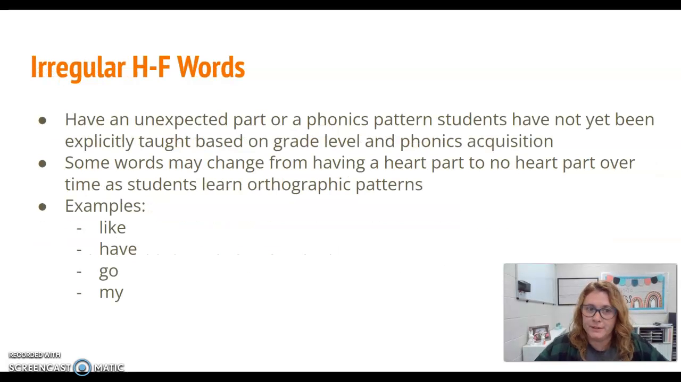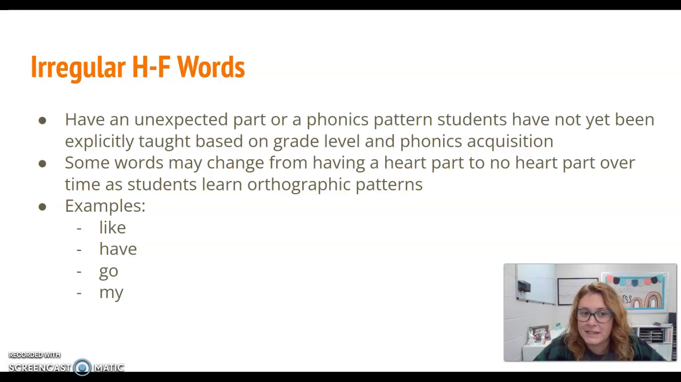Irregular high-frequency words have an unexpected part that students have not yet been explicitly taught. Therefore, sometimes words may be a heartword in one grade and become a regular high-frequency word in another grade. For example, these are some high-frequency words on the screen that kindergartners may need to know in order to be successful with reading early text.